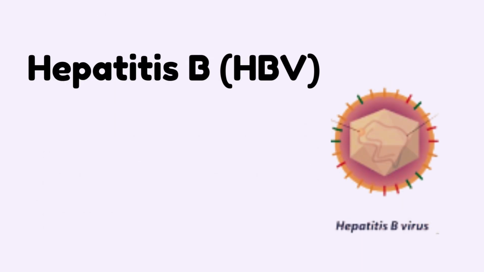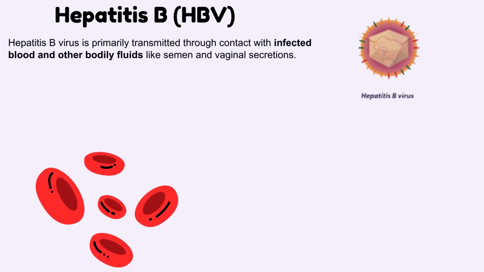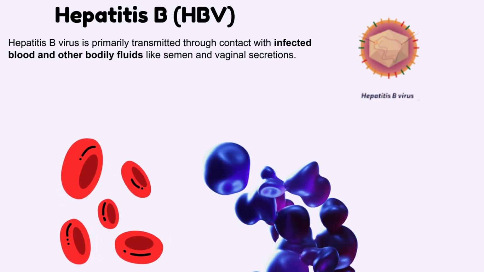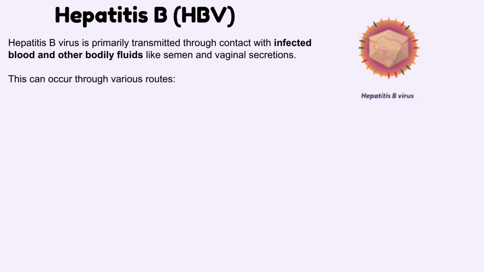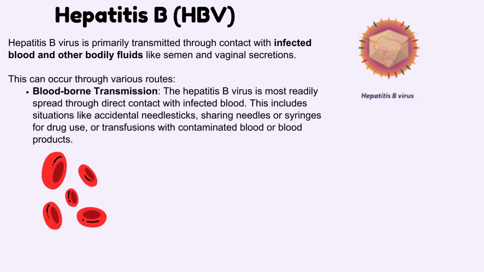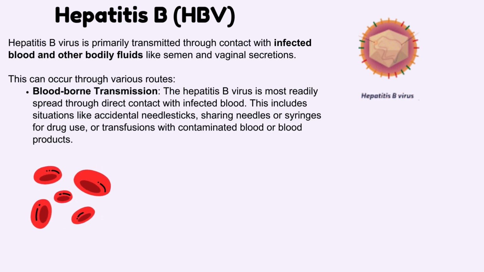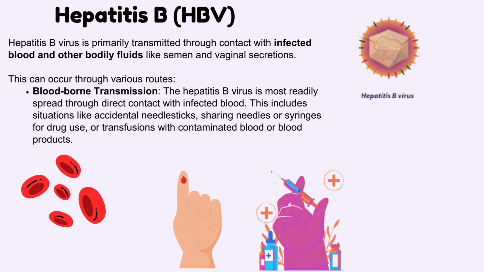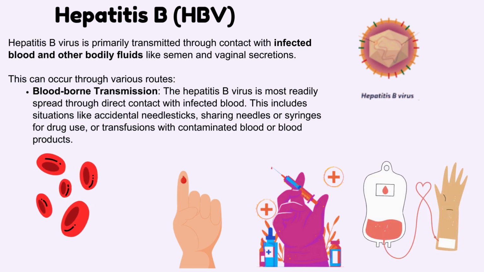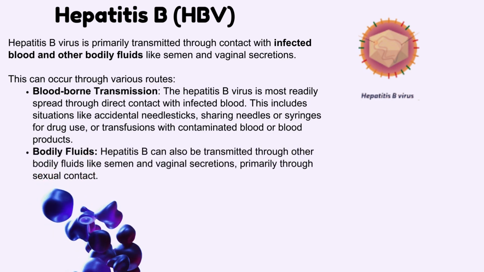Hepatitis B, HBV. Hepatitis B virus is primarily transmitted through contact with infected blood and other bodily fluids, like semen and vaginal secretions. This can occur through various routes. Blood-borne transmission: the hepatitis B virus is most readily spread through direct contact with infected blood. This includes situations like accidental needle sticks, sharing needles or syringes for drug use, or transfusions with contaminated blood or blood products.